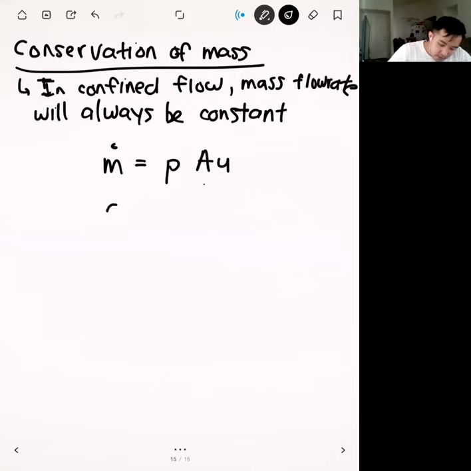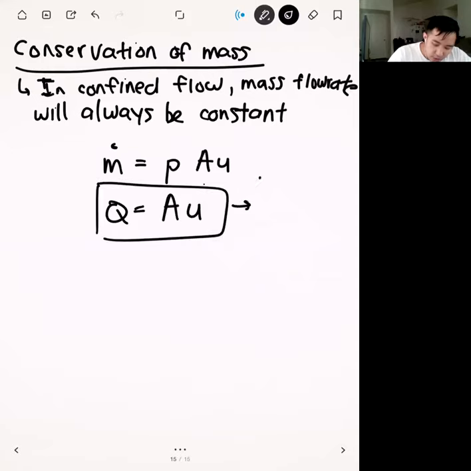And the other thing that's useful is that most of the time, if we assume that our fluid is incompressible, so the density is constant, then the other thing that we can solve for is Q, which is A times U, and Q here is the volumetric flow rate.